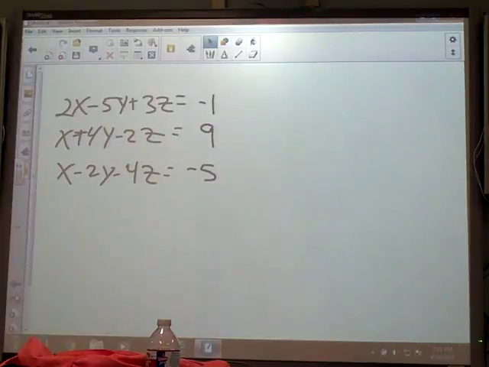Good job. Yeah, now you can make your z's be 14s. So multiply this one by 2, multiply that by 7, and go there.